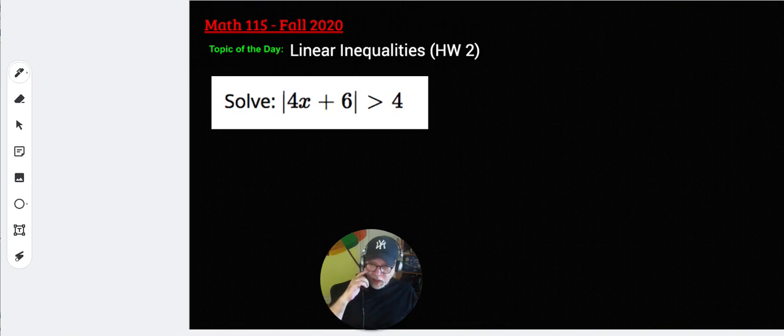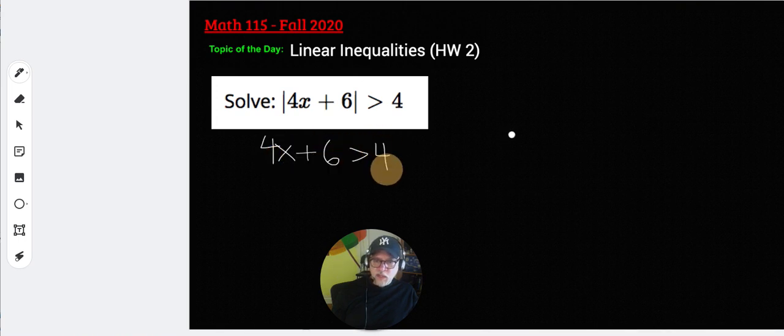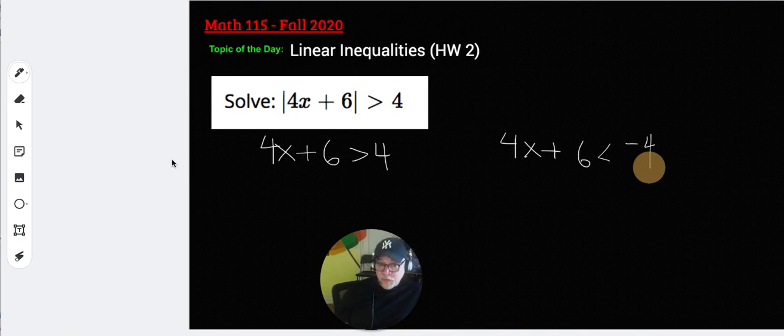Okay, so we're back, and if you paused, you solved it. So we're going to do a comparison. I'm going to do the straight through. 4x plus 6 is greater than 4, but that also means that 4x plus 6 must be less than negative 4. So I cannot stress how important it is to remember to flip this sign over. If you don't do that, you're going to get it wrong.